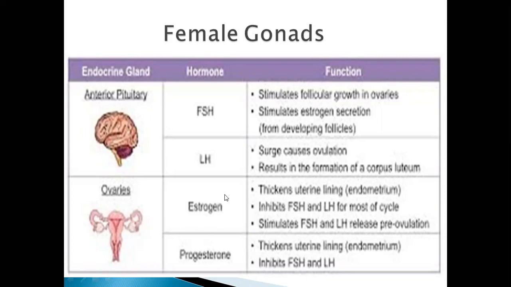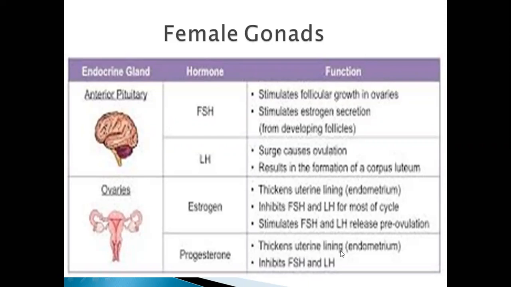So estrogen is done. Now I'm moving towards progesterone, which is another hormone of the female. What it works for: it thickens the uterine lining. It also gives thickness to the uterine lining, and inhibits follicle stimulating hormone and luteinizing hormone. These are the functions of progesterone.